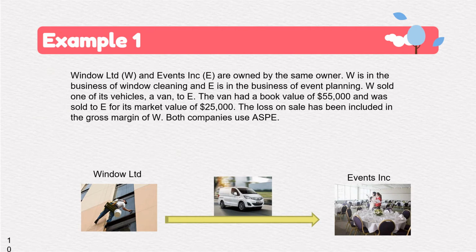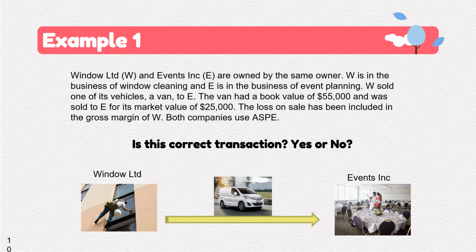Windows Ltd, W, and Events Inc, E, are owned by the same owner. W is in the business of window cleaning, and E is in the business of event planning. W sold one of its vans to E. The van had a book value of $55,000 and was sold to E for its market value of $25,000. The loss on sale has been included in the gross margin of W. Both companies use ASPE. So the question here is, is this transaction correct, yes or no?